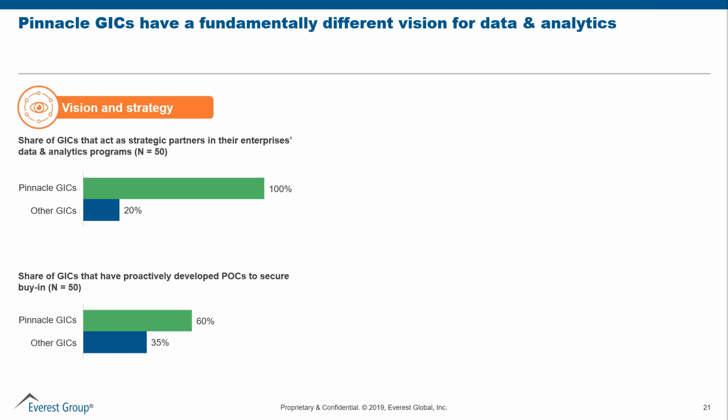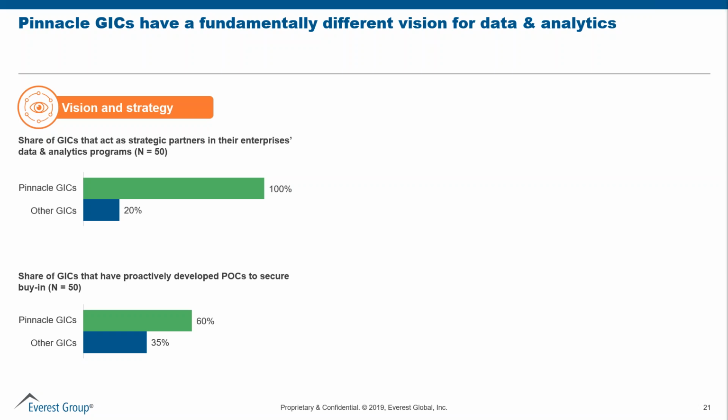What's been their overall vision for data and analytics? As we look at this, there's a very clear gap. Pinnacle GICs, all of them, and this is noteworthy, consider themselves to be strategic partners for their parent enterprise. What that means is that they are not back office teams, they are not delivery teams. They are decision makers. They go hand in hand with their business stakeholders in figuring out what they need to do, how they need to do it, and what outcomes they should target. And then they partner with the enterprise to make it happen. Whereas other GICs are mostly acting as delivery arms, mostly executing what they've been asked to do.